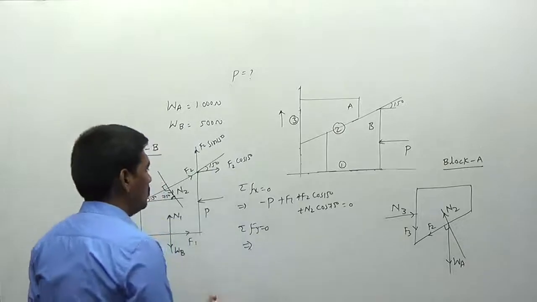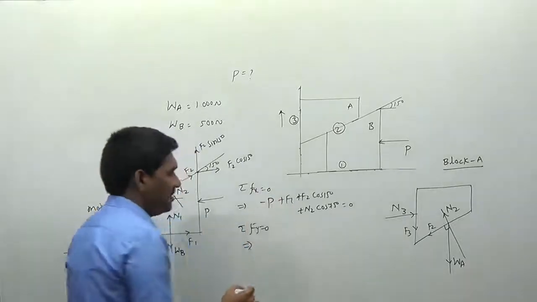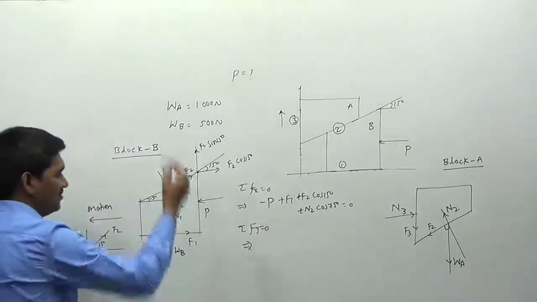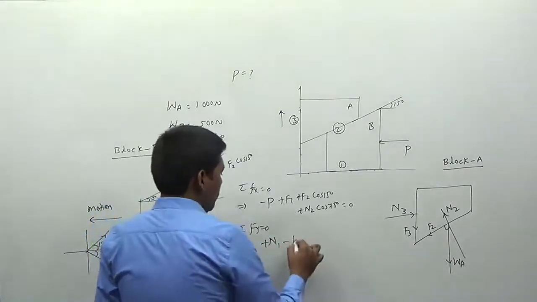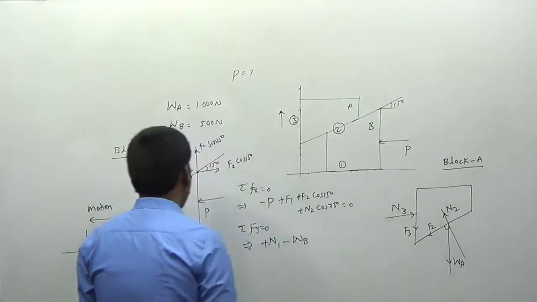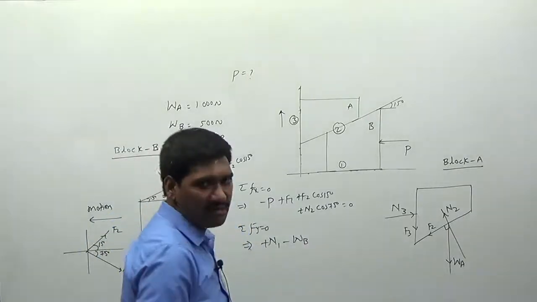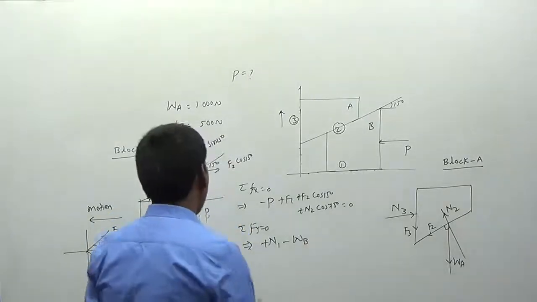Writing sigma Fy is equal to 0. So what about the force acting in the vertical y direction here? Acting in the y direction. Therefore I can say this one as plus N1, minus W into B. We can solve the same problem by using another method also. It will reduce the steps I will try to do.